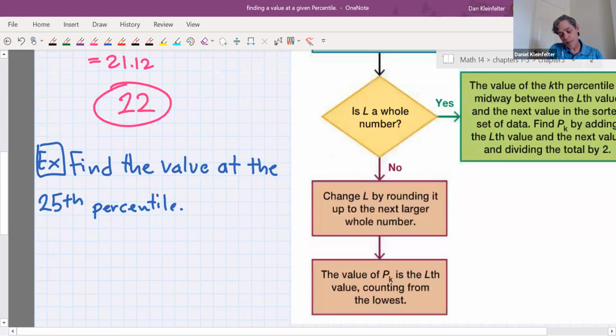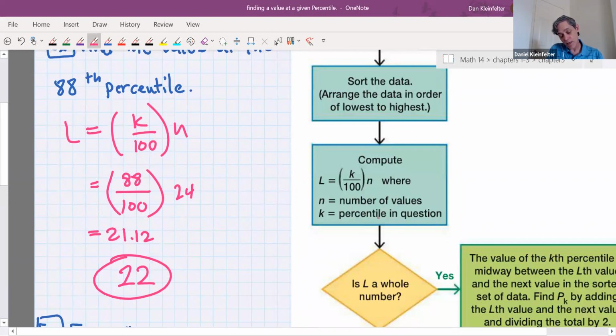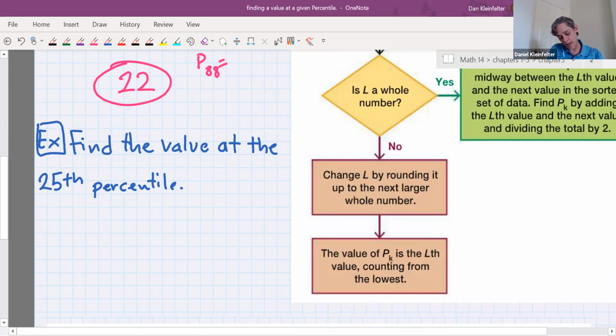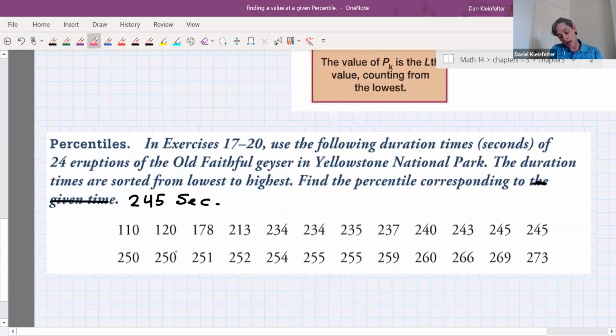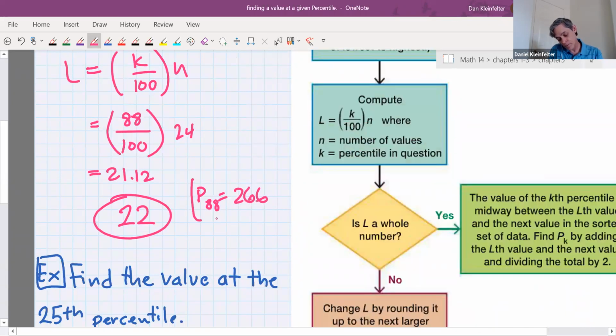The value of PK, what was K again? K is the percentile in question. So P88 is the L value counting from the lowest. L is 22, so we're going to find the 22nd value. I know there are 24 values here. There's 24, 23, 22. That's 266. That's the number at the 88th percentile.